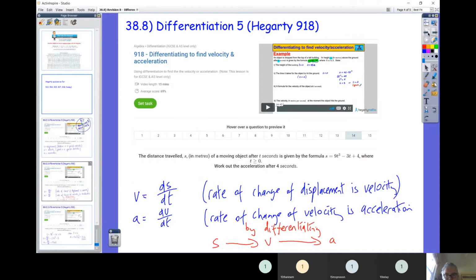So you need to get clear in your mind that if you start off with s, like in this question we're going to do in a minute, and you differentiate it with respect to time, so you work out ds/dt, you get velocity. Then if you differentiate that again, dv/dt, you get acceleration. So start with an equation for s, differentiate once for a v equation, differentiate again for an a equation.